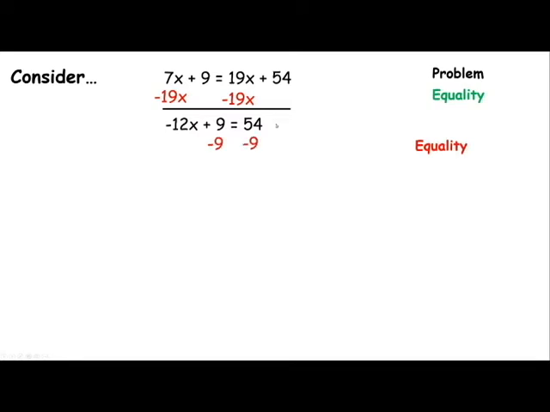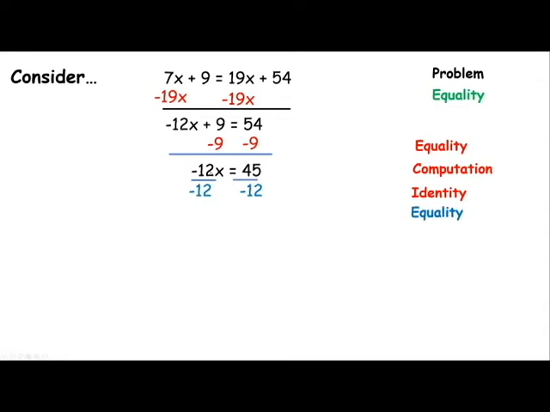Property of equality says subtract 9 from both sides. Computation is going to give me a 0 here, and 54 minus 9 is 45. Notice I performed my computation and my identity at the same time. I did not write the plus 0 because we know it's going to go away anyways. When I finish that, I'm going to do the property of equality again, and then the computation and the identity. I'm not going to write down that times 1 anymore. I'm just going to leave it as x.